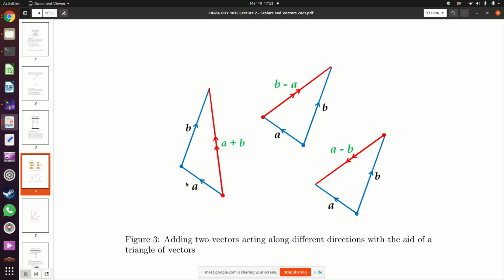So what you're going to use is a method called using components. Vector addition using something called components. You have to find out what these components are, and that's definitely something which I'm going to show you next week. Okay. So we move on to this other one.